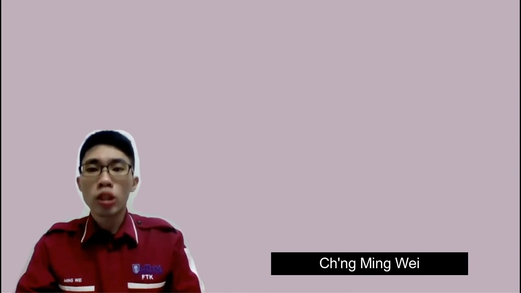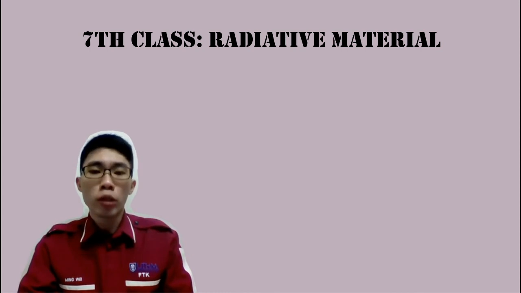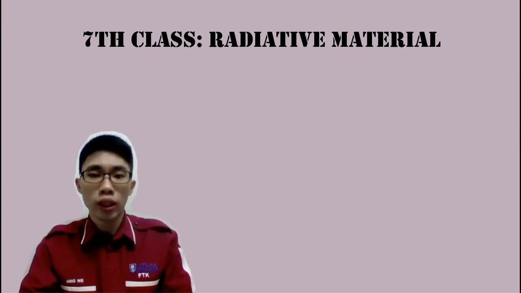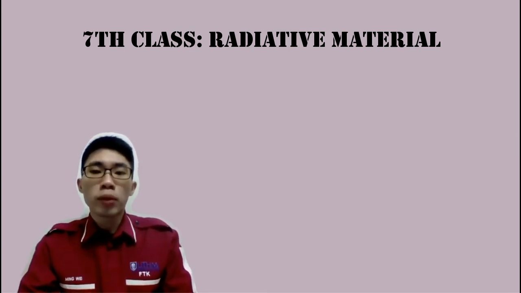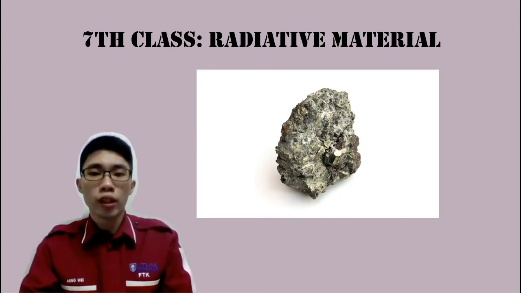Hi, my name is Ming Wei, and I would like to present about Class 7 and Class 8, which are radioactive material and corrosive substances. For radioactive material, all are dangerous, as they emit radiation, which is invisible and may damage our body tissue. The carriage of radioactive materials involves special procedures and equipment, and those involved in handling radioactive materials will receive specialist training. The most common examples are uranium hexafluoride and uranyl nitrate.